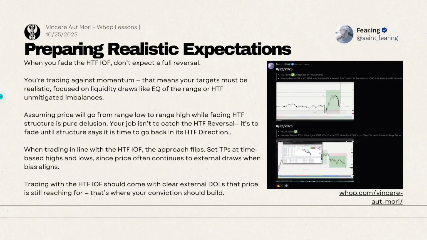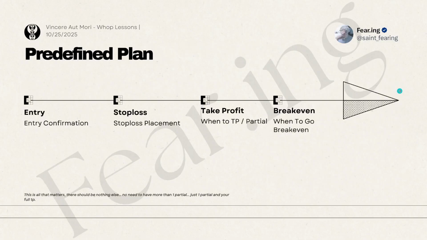Now, when we get more specific in terms of a predefined plan, which is something I talk about always, this comes down to 4 things. When it comes to a predefined plan, you make it very simple for yourself. You have your entry, you have your stop loss, your take profit, so when to TP, your full TP, and when to partial, and then when to go break even. Nothing outside of this matters, and every single time you go into a trade, you have to know this.